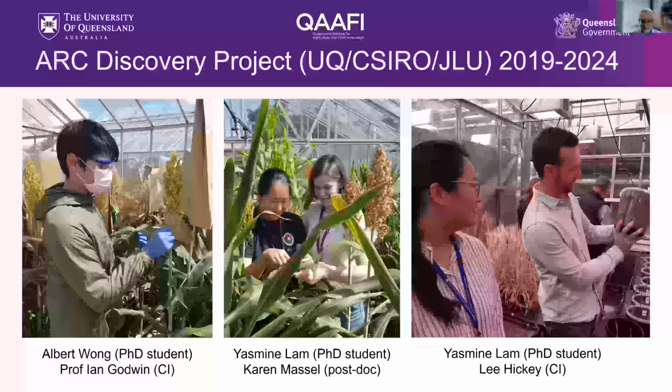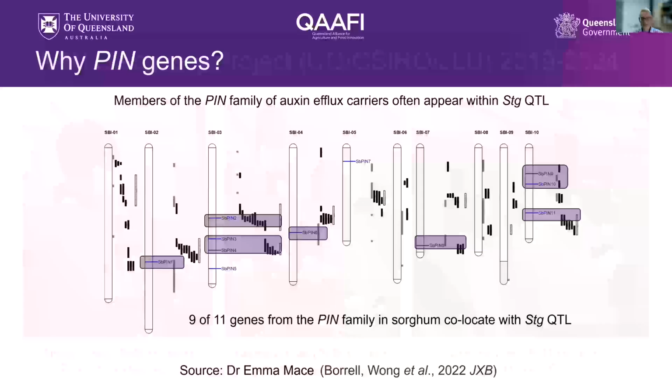And some of the results from this were why PIN genes, or members of the PIN family of auxin efflux carriers, often appear within stay-green QTL. And 9 of the 11 genes from the PIN family in sorghum co-locate with stay-green QTL. We're particularly interested in the stay-green 1 region, stay-green 2 region, and David had been selecting for the stay-green 3B region within the program at Hermitage as well.